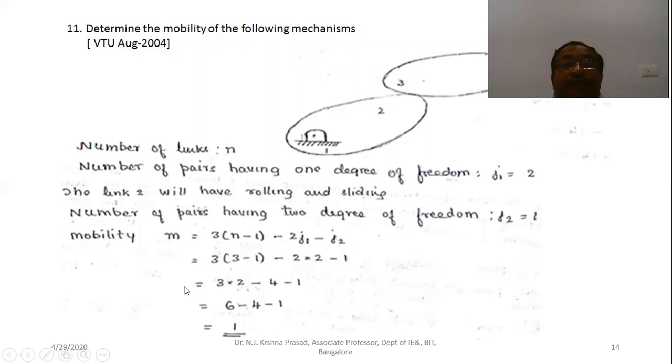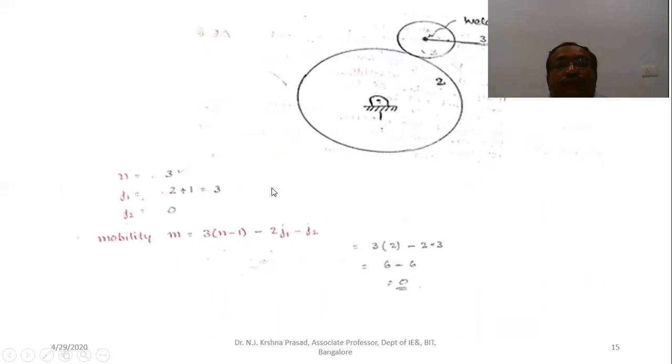And in the mobility equation, if you substitute the values of n, J1, J2, you'll get the value of 1. And if it is welded, then it will not rotate about this point, so the whole thing is counted as 3. The remaining explanation is the same. So the value of mobility you will get is 0.